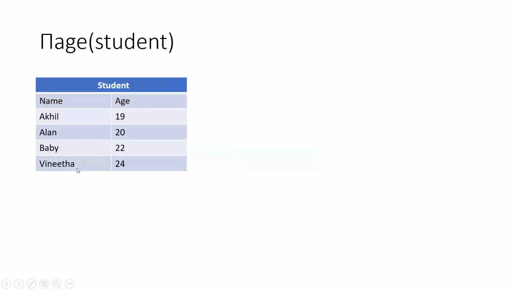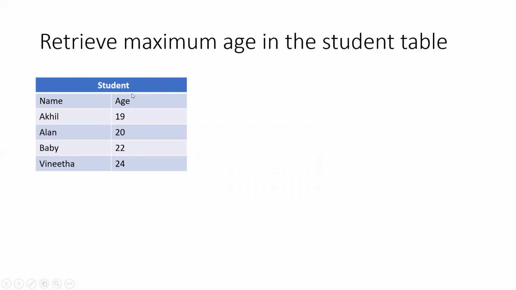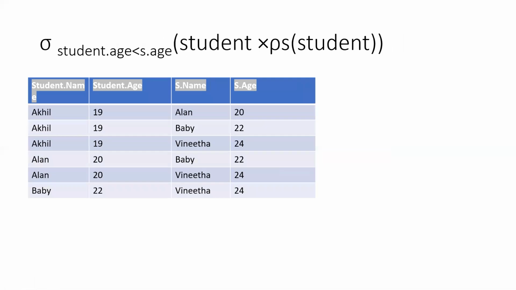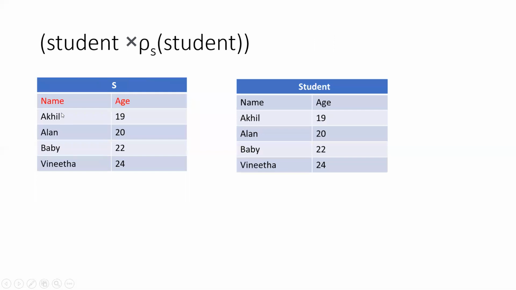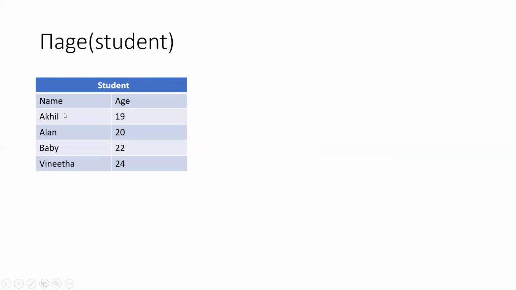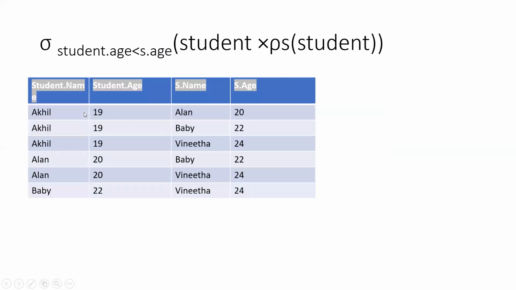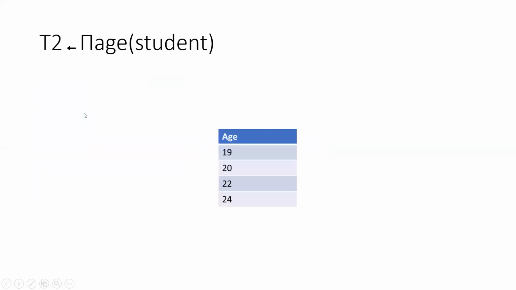Now our original student table contains all the ages 19, 20, 22, and 24, including the maximum age. But our T1 table contains all the ages except the maximum age. Now we can retrieve the maximum age by using the set difference operator. That is, result is equal to T2 minus T1.